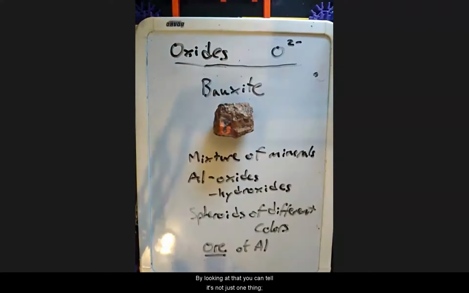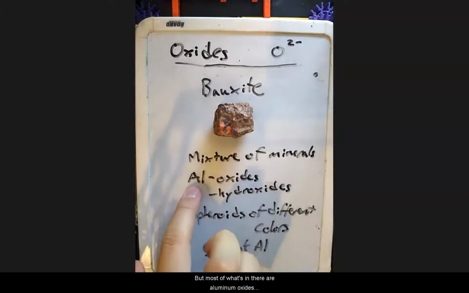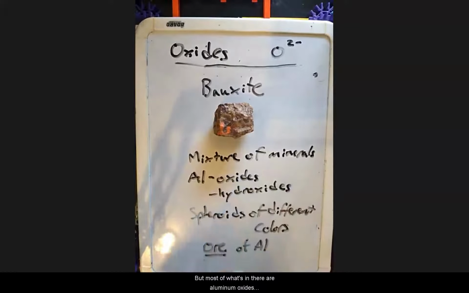By looking at that, you can tell it's not just one thing. It's a mixture of different things, different compositions. So it's not a mineral because it doesn't have a defined chemical composition because it's a mixture. But most of what's in there are aluminum oxides and hydroxides. So we might lump that in with the oxides if we want to. To identify the bauxite, you're really looking for those spheroids of different colors.